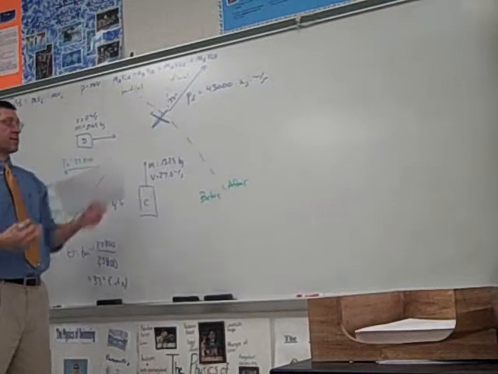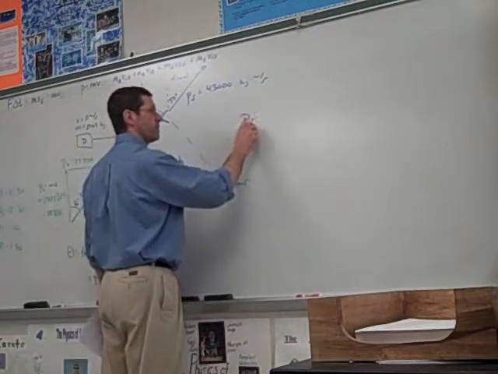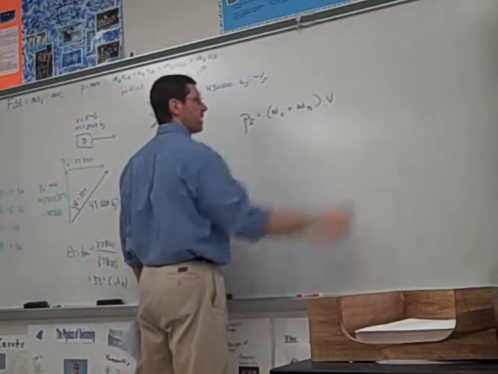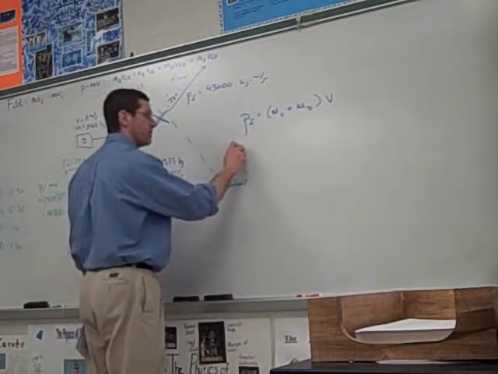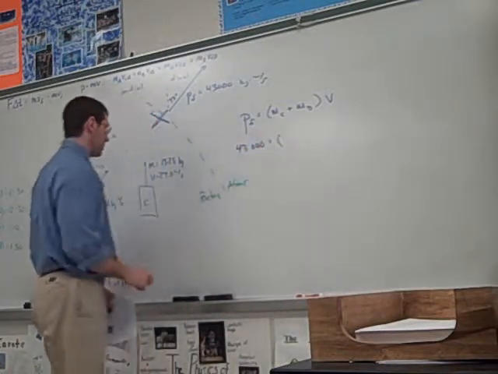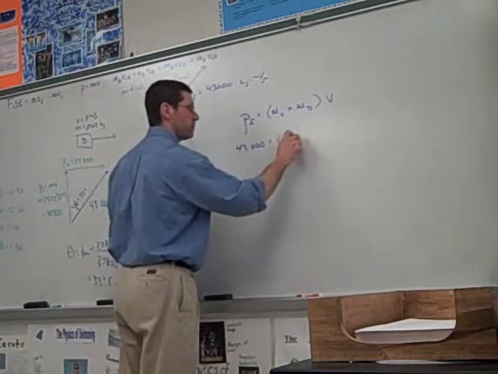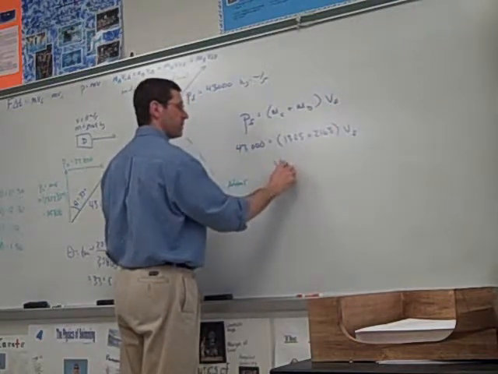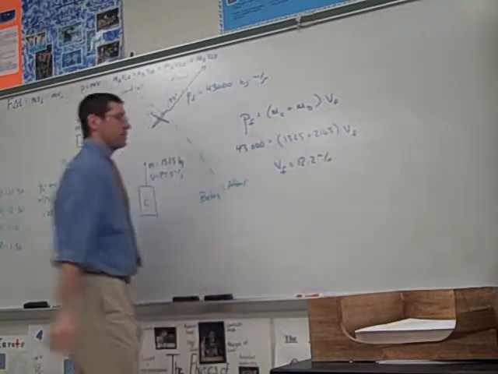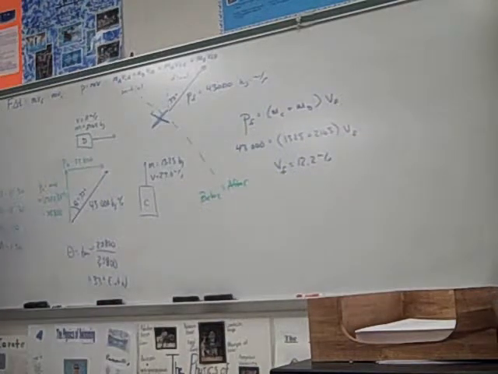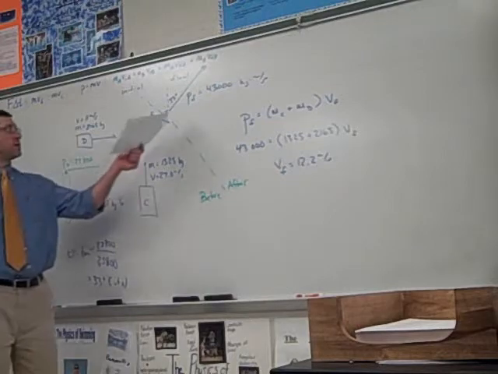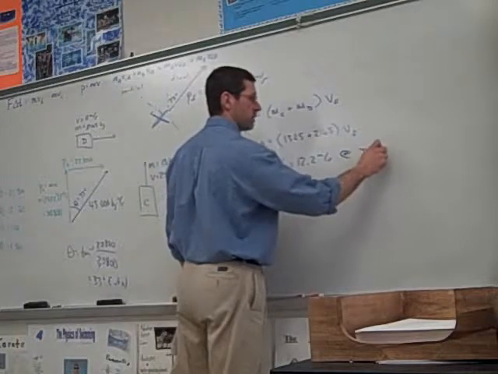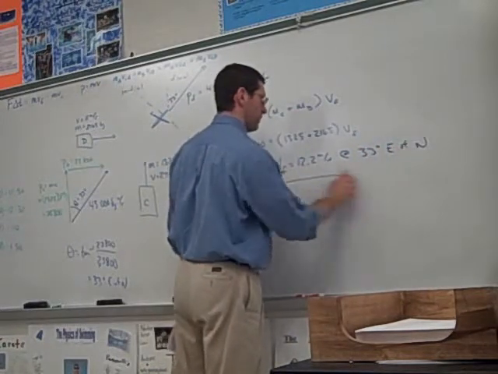Well, they become one mass after the collision. So the final momentum equals the mass of C plus the mass of D, because they're stuck together, times their shared velocity. So 43,000 equals 1325 plus 2165 times V. That'll be the final velocity. So VF is 12.2 meters per second. And remember that the direction of the momentum is the same as the direction of the velocity. So if the momentum was 33 east of north, then so is the velocity, 33 east of north. And that's how you get it.